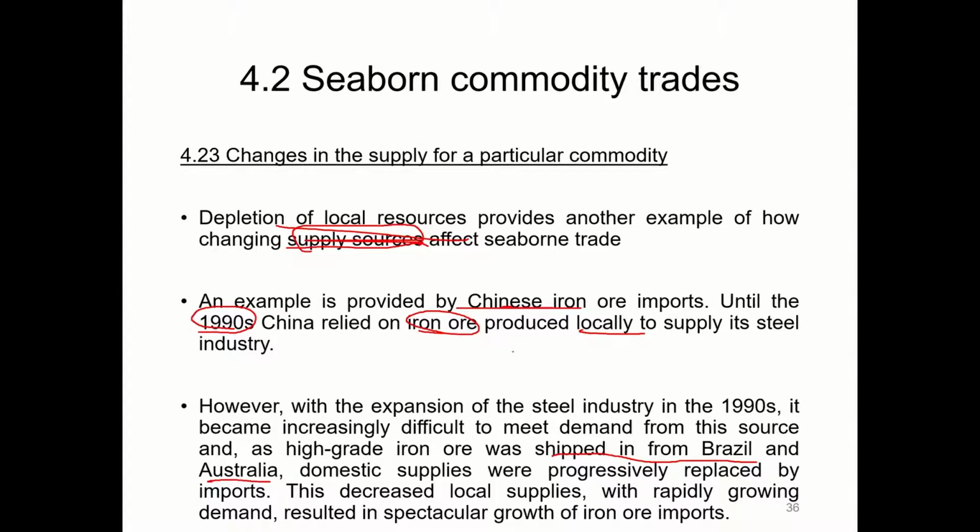And as they use new sources, this will increase the demand for maritime transport services for iron ore as they begin to import more iron ore from other countries rather than using iron ore from their own country. So this has resulted in growth of iron ore imports and therefore demand for maritime transport services for iron ore.